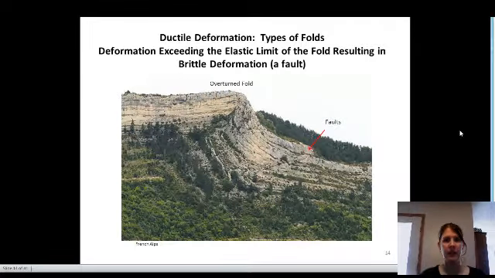So here is an example of an overturned fold or an overturned anticline. Here's our axis, and you can see our left limb is almost horizontal. It's been forced up over it so much. And this is our actual overturned limb right here. So if there was any more force applied, we would actually start pushing this section over and collapsing onto that one.